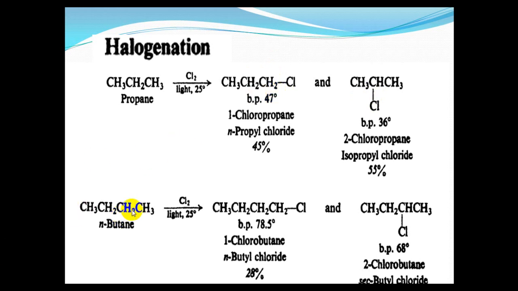Also, in butane molecule, chlorination will give 2 products, 1-chlorobutane and 2-chlorobutane, and this depends on the stability of the free radical.